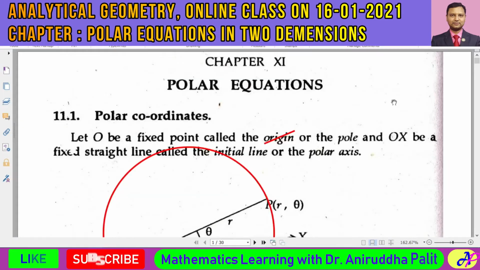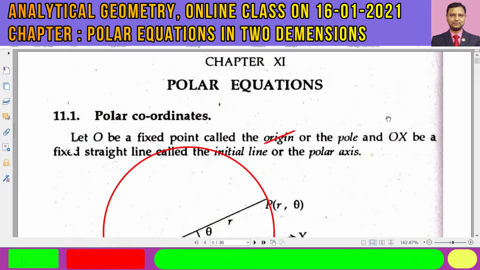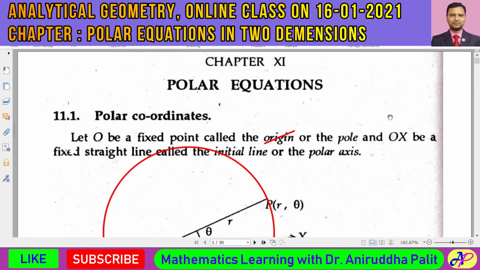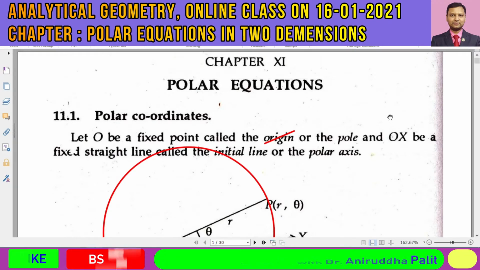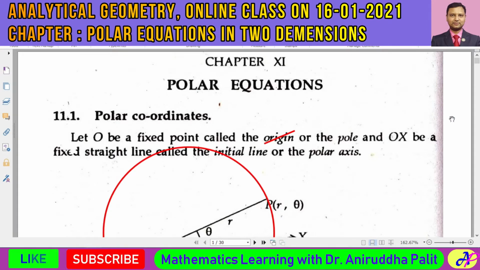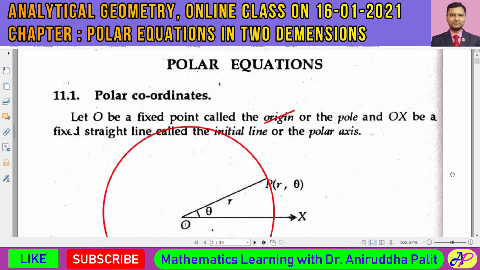Hello everybody. Today we are going to start the last chapter in two-dimensional geometry, that is called the polar equations. Polar equations are actually equations involving the polar coordinates of a particular curve. And what are polar coordinates?